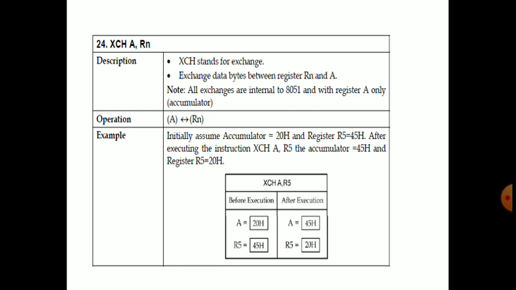We can represent it in a table form, that is the instruction XCH A comma R5. Before execution we have the accumulator with the contents 20H and R5 with the content 45H, and after execution what happens, the contents of both registers will be exchanged, that is A will have 45H and R5 will have 20H.